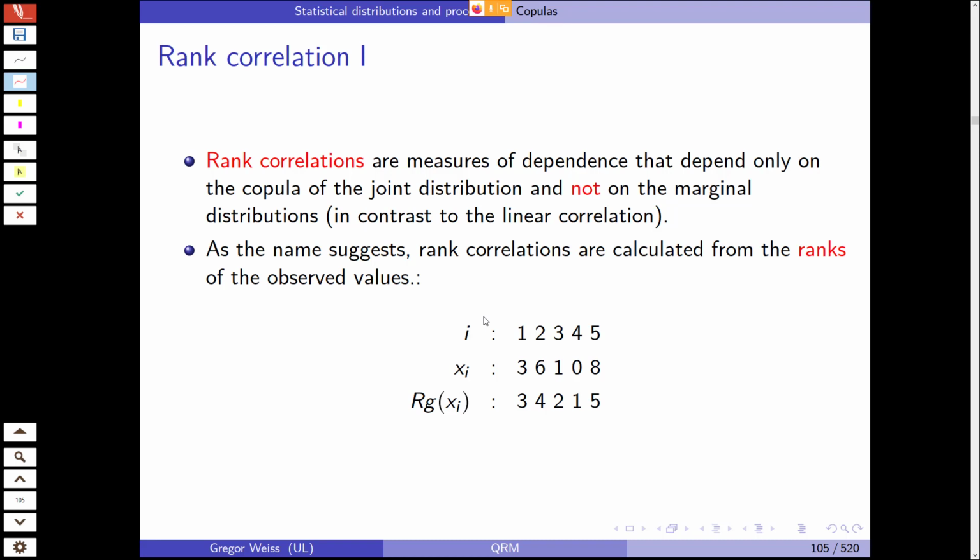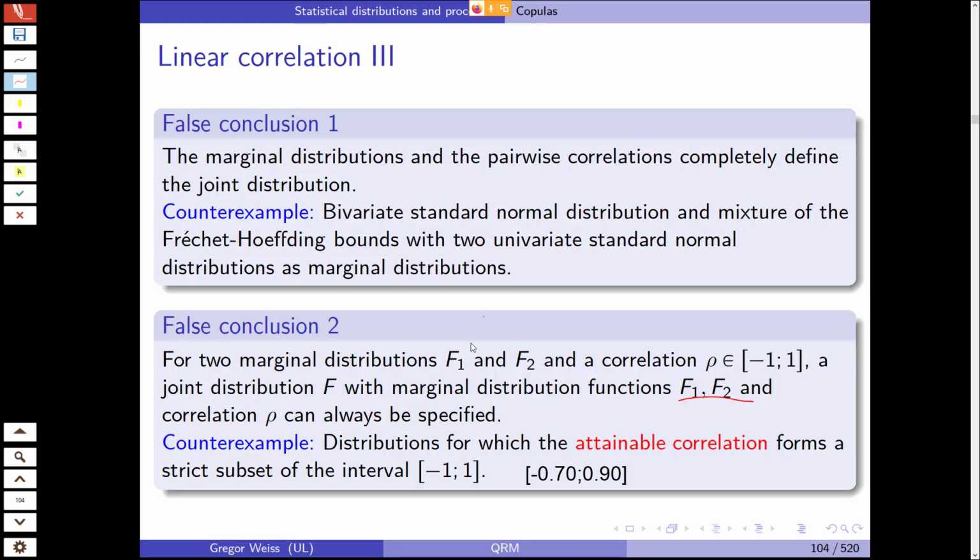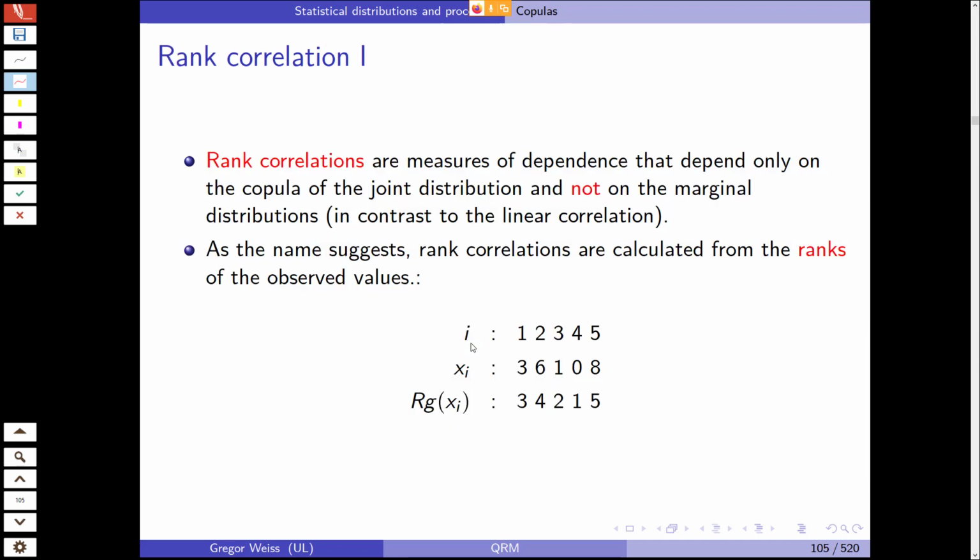So what else can we see with the copulas? Basically, rank correlations. Rank correlations are measures of dependence that depend only on the copula and not on the marginal distributions. What these two fallacies tell you is that correlations depend not only on the copula, correlations also depend on the marginal distributions, and this is what we want to prevent. So next, we look at rank correlations. These are measures of dependence that do not depend on the marginal distributions, but only on the copulas.